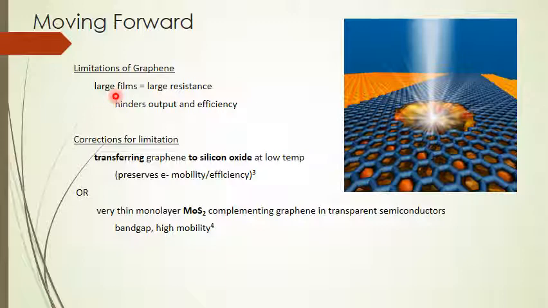Researchers have developed a process of transferring graphene film, like we saw earlier in the experiment in the visual that had mechanical exfoliation with the tape. They've been able to transfer the graphene film to a silicon dioxide substrate at low temperature, which preserves the electron mobility of the material and therefore efficiency as well.